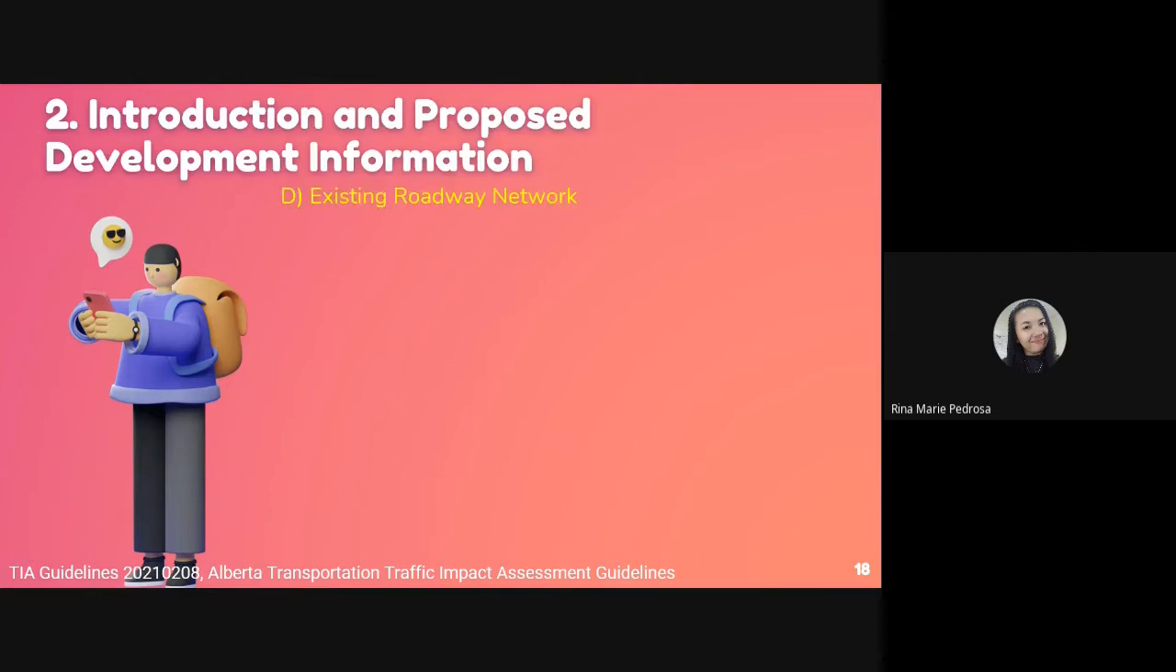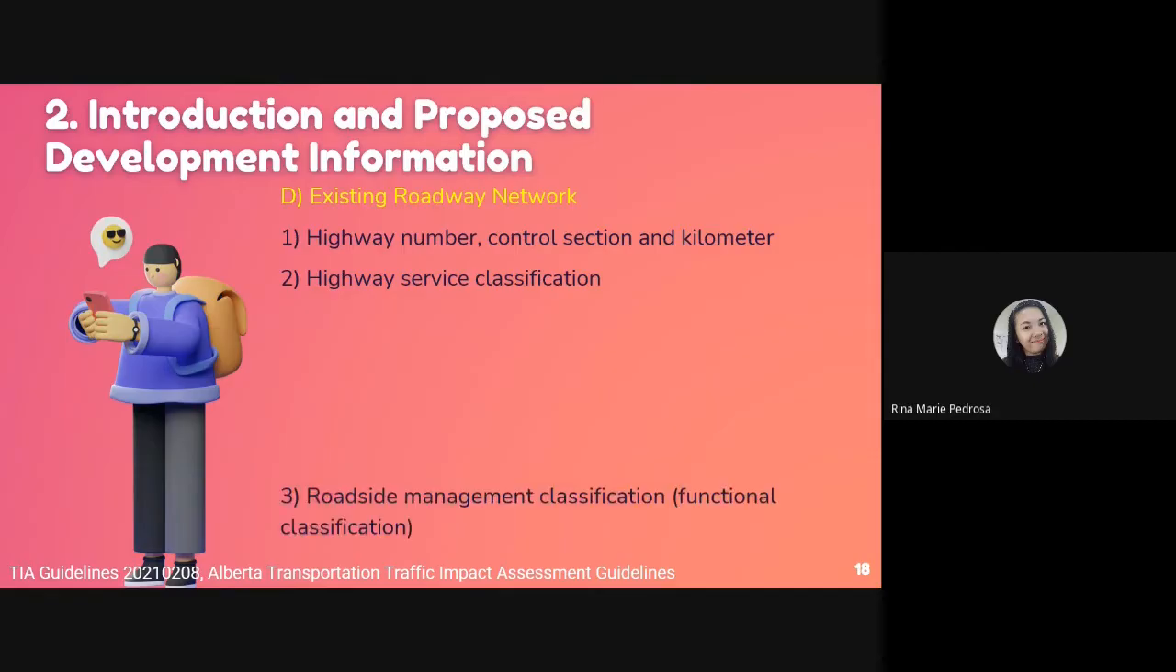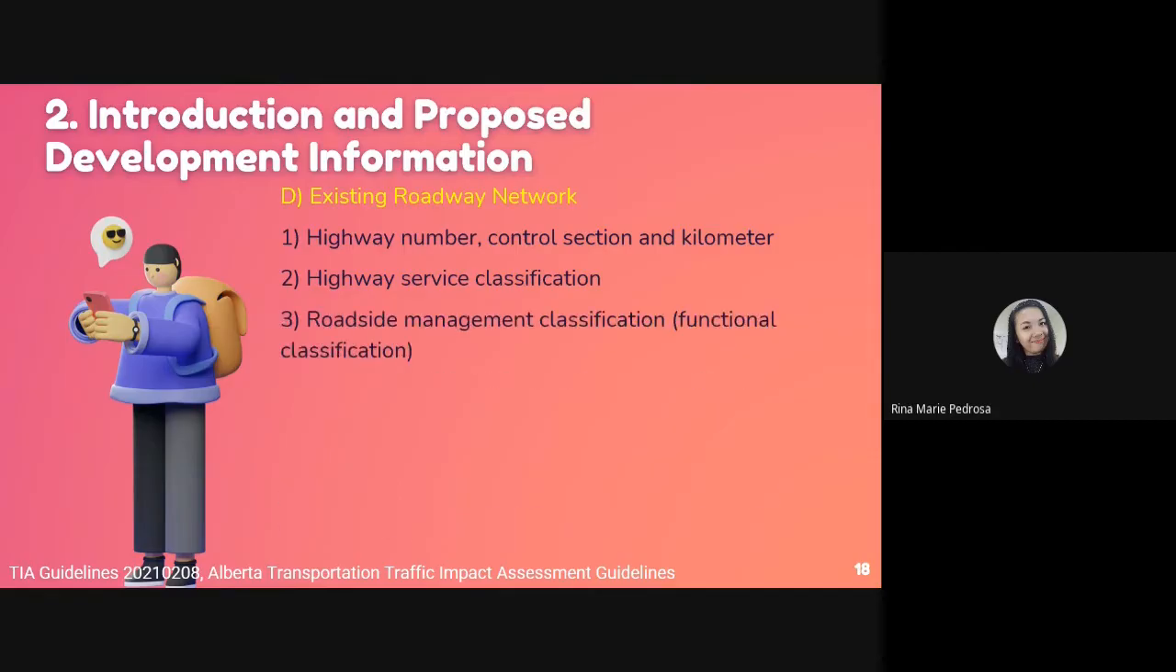So the next part would be the existing roadway network. Number one, it should have the highway number, control section, and the kilometer. Highway service classification, whether it be national highway, municipal highway, barangay road. Roadside management classification, functional classification. We have the farm to market road, etc. It should also have the e-maps and plans. What is that? It is your site location plan and your site plan.